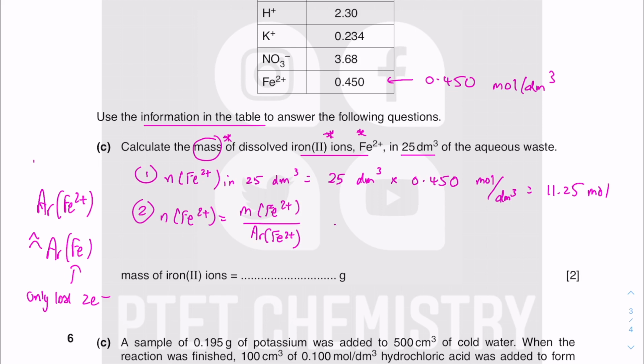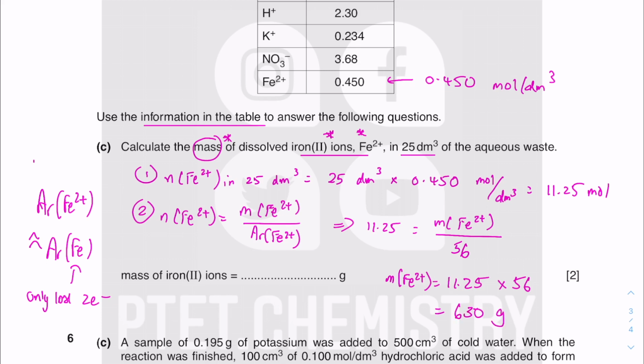So we could just go straight to the periodic table. So 11.25 will give us the mass of Fe2 plus divided by the AR of Fe2 plus, which is the same as the AR of iron, assuming the electrons are very light. So divided by 56, there's the AR of iron. The mass of Fe2 plus is going to be the mole multiplied by the molar mass. And I get 630. The answer will be in gram because of the unit preservation in this formula. So 630 gram is going to be the final answer there.